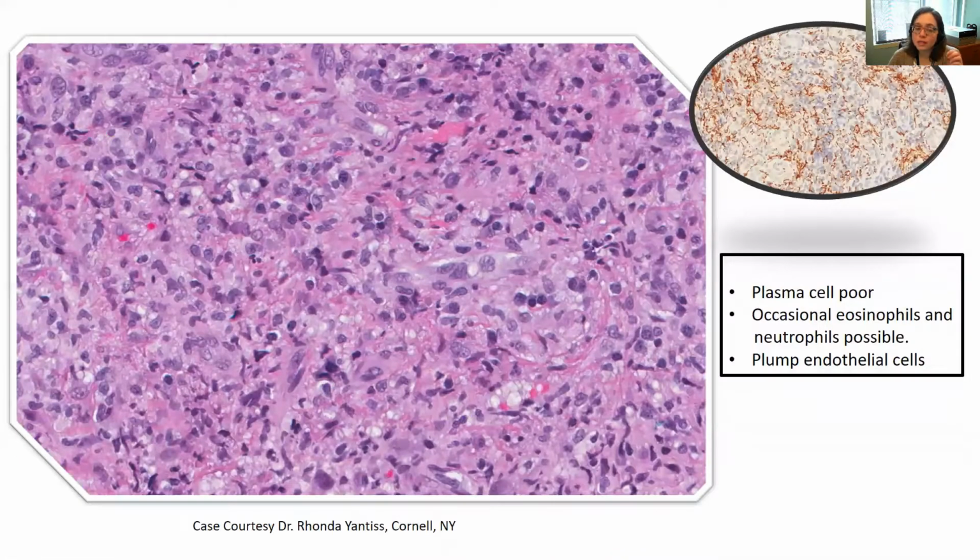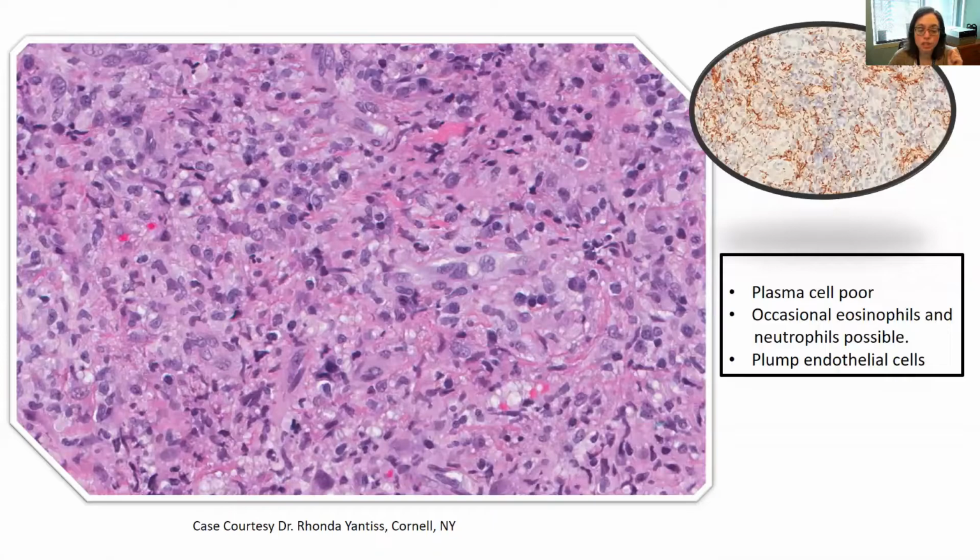Now, not all cases are going to be plasma cell rich. Some are plasma cell poor and histiocyte rich. Occasional cases can have eosinophils and a good background of neutrophils. And in some cases of syphilis, the endothelial cells are going to be plump and very, very prominent. And this is its corresponding immunohistochemical stain also for syphilis, showing nice positivity crawling with organisms.